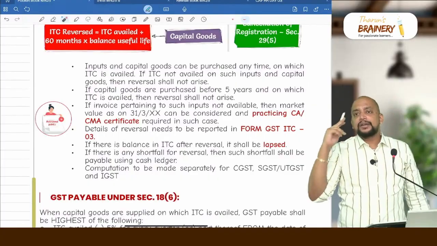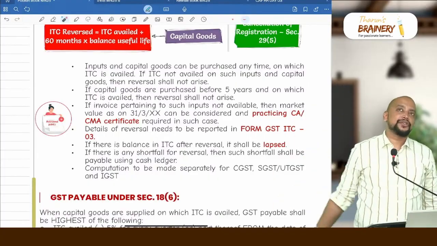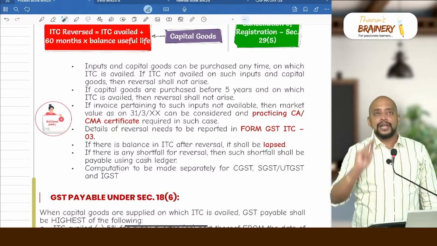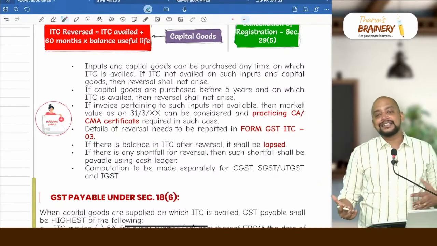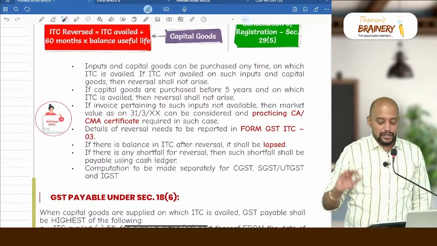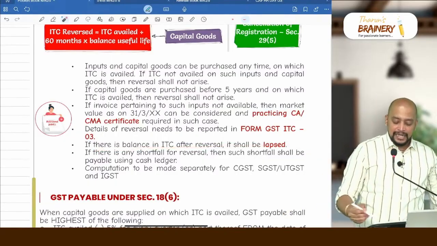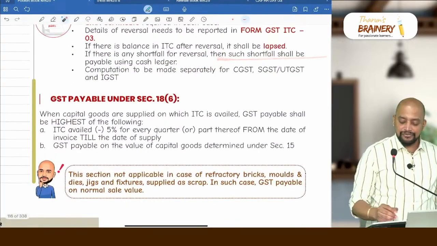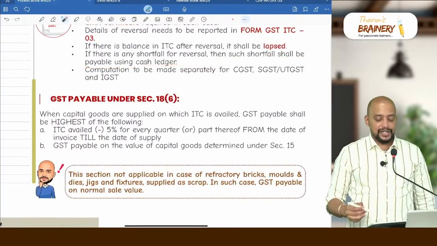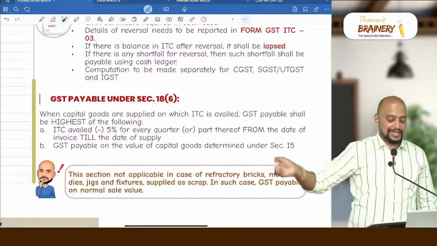ITC-01 is for availment of ITC on closing stock, ITC-02 is for transfer of ITC in case of transfer of business, ITC-02A is for a single registration getting separated into multiple registrations, and ITC-03 is for reversal of ITC on closing stock. If there is any balance in ITC after reversal, that shall lapse. If there is any shortfall for reversal, then such shortfall shall be payable using the cash ledger, and we need to do this computation separately for CGST, SGST and IGST.